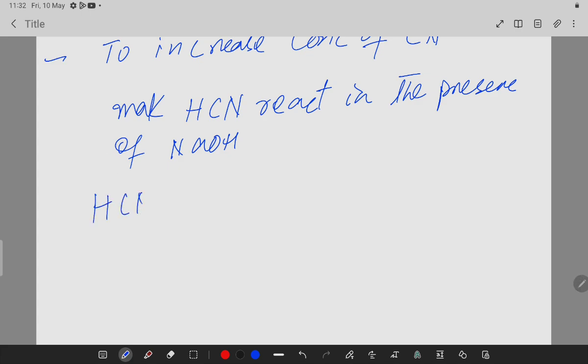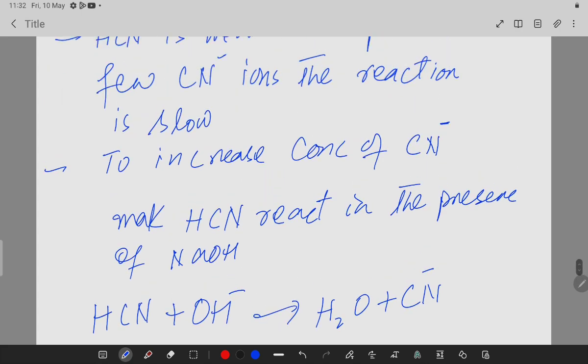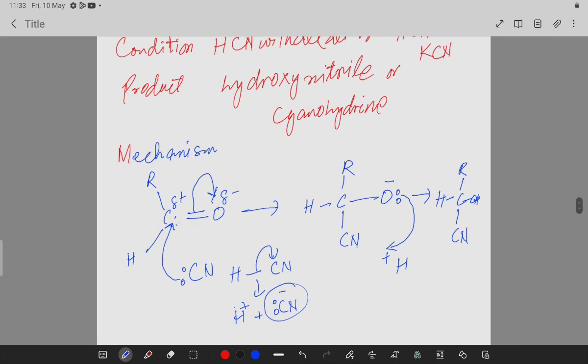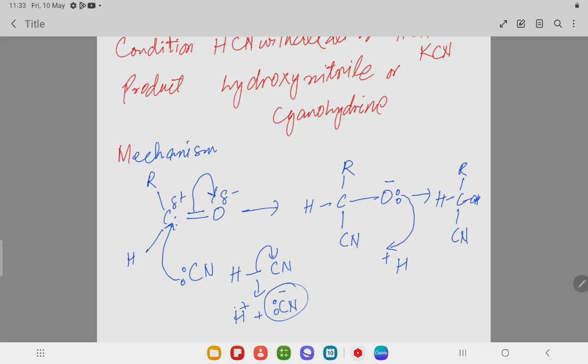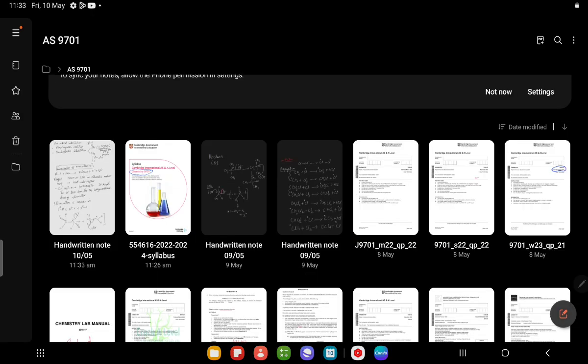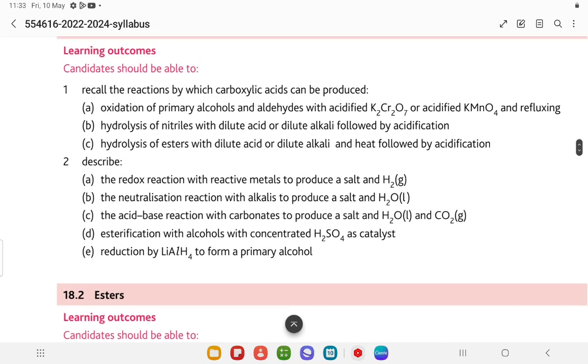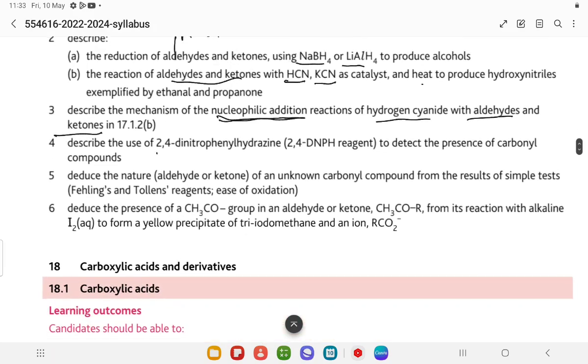So HCN plus OH negative forms H2O plus CN negative. This reaction makes more cyanide ions. So this is the mechanism. This is a very important mechanism. Please learn this mechanism by heart, especially curly arrows, charges and electrons.